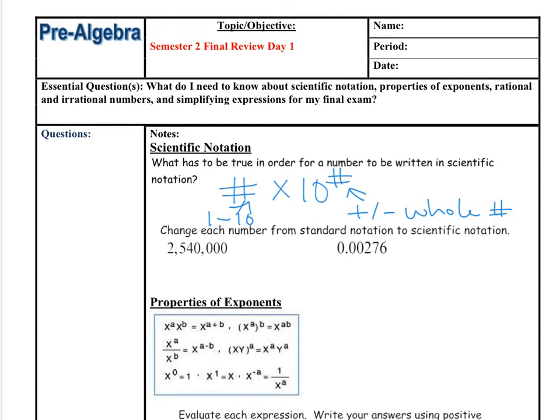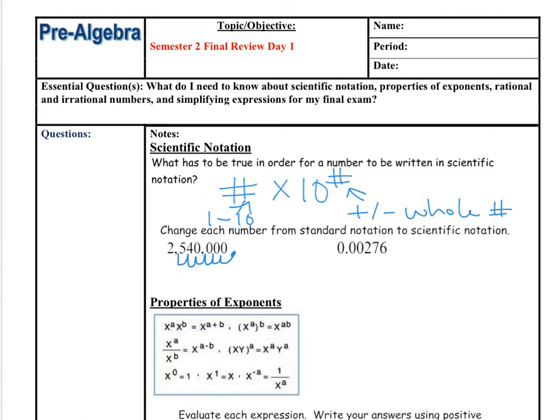My decimal for the first one is at the very end at the right. We have to move the decimal until the number is between 1 and 10. So I'm going to move it 1, 2, 3, 4, 5, 6 times till it's between 2 and 5, because that gives me the number 2.54, which is in between 1 and 10.